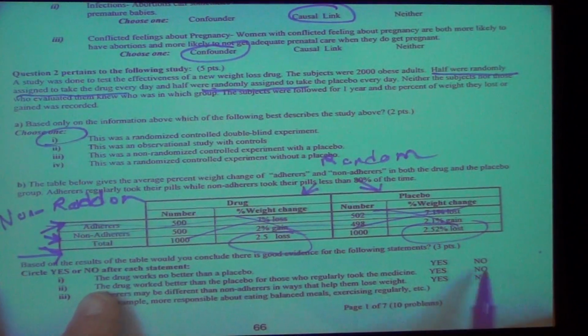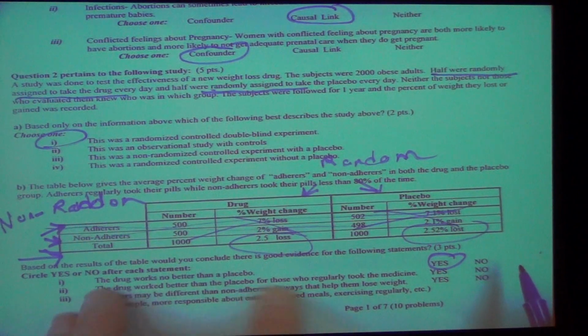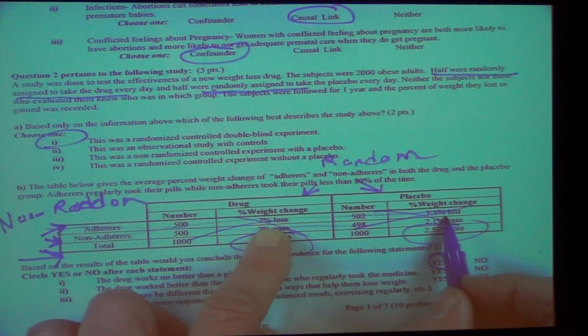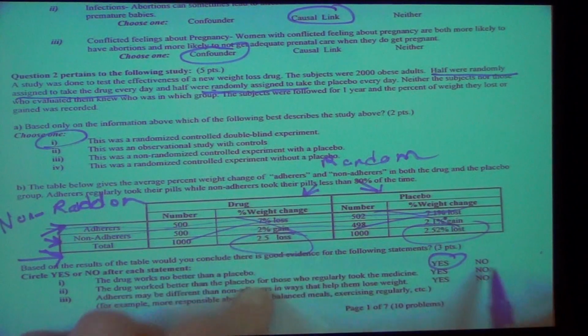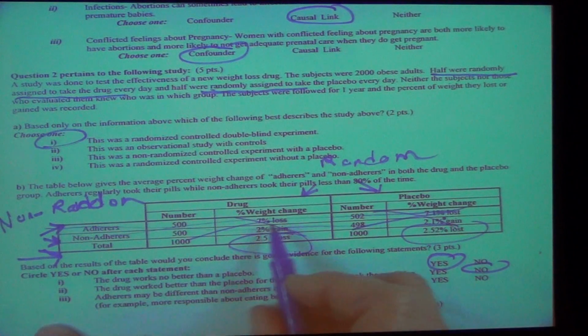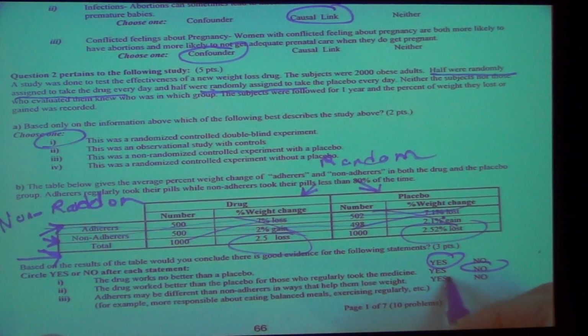So the drug worked no better than the placebo. That's true. The drug worked better than the placebo for those who regularly took the medicine. Well, if you regularly take it, it still worked the same, so that's a no. It didn't work better. Adherers may be different, definitely different. They might be more responsible and everything, so yes.